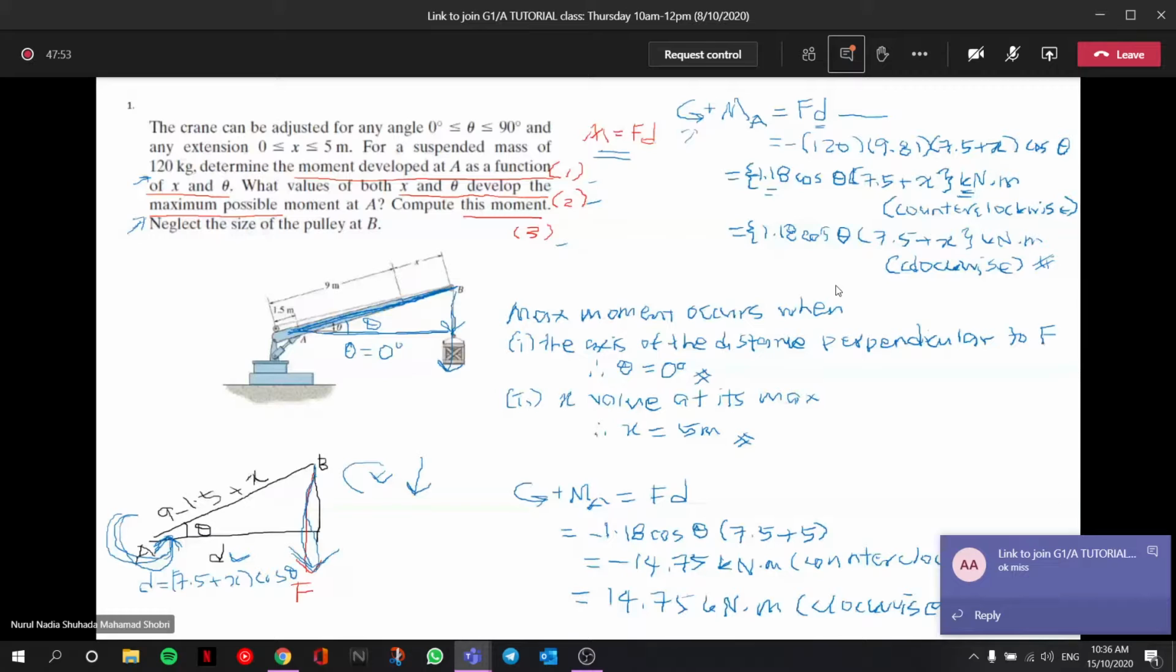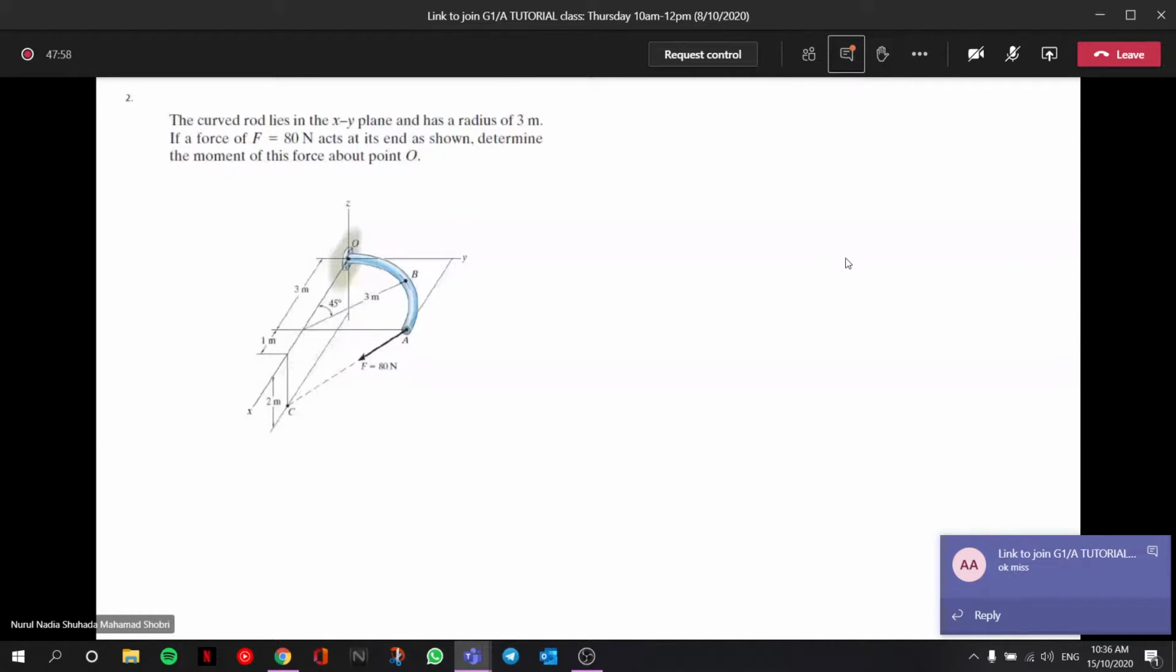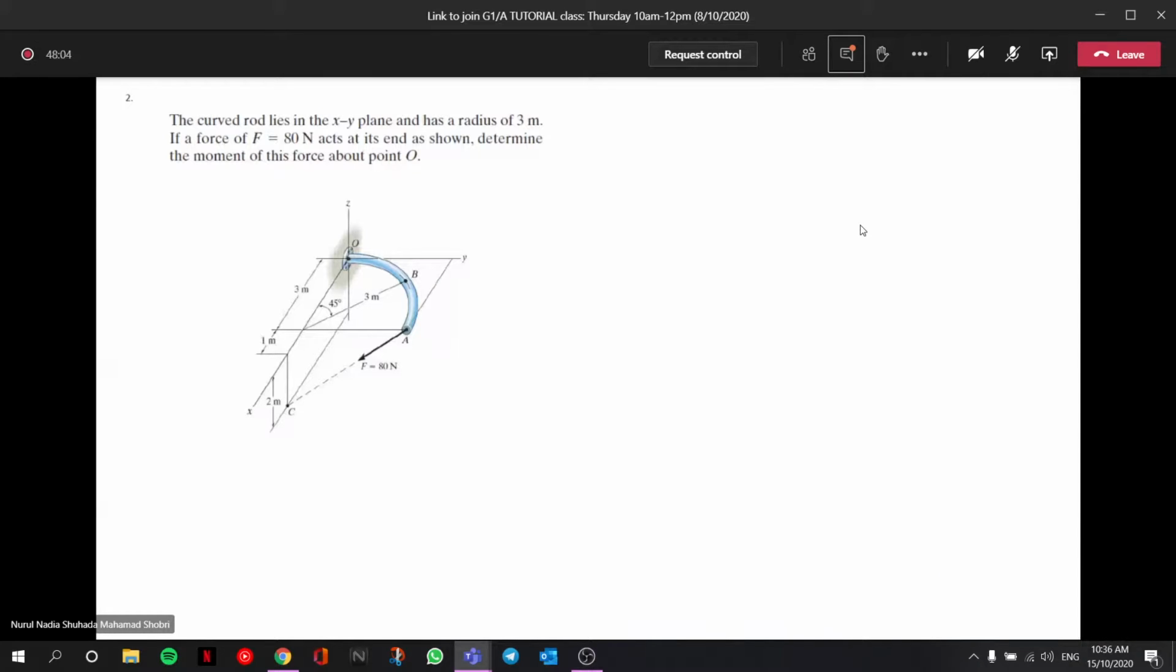Okay, now we proceed with the second question. You can take 10 minutes to solve the question, and then after 10 minutes, we will discuss the answer together.